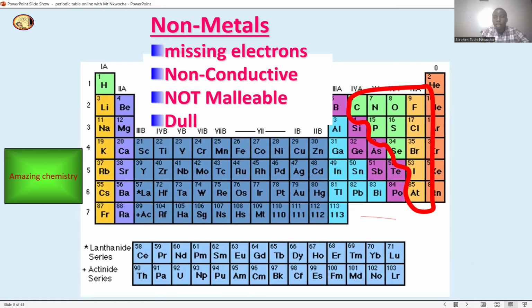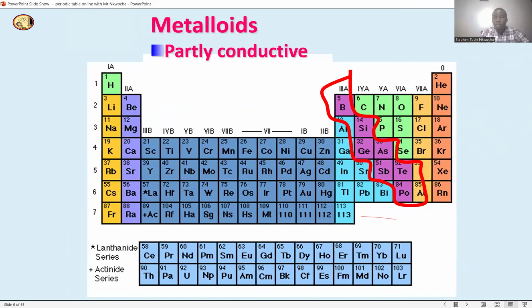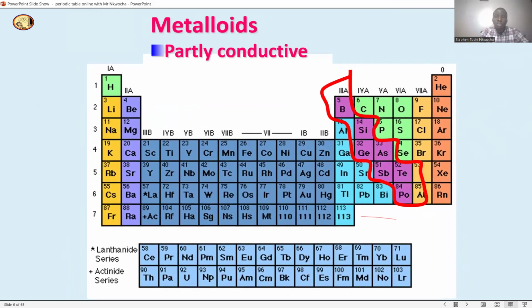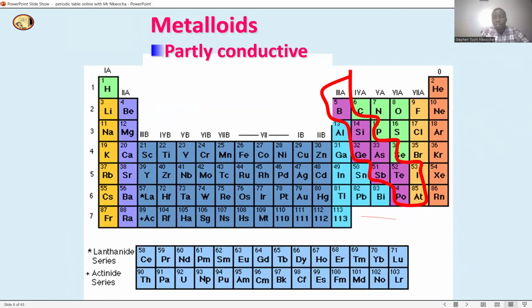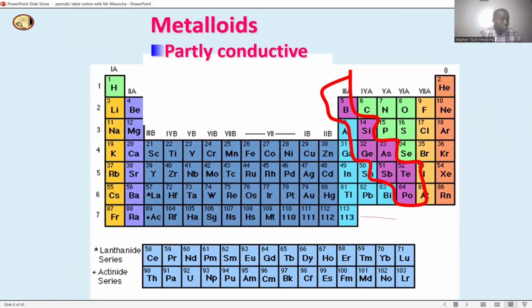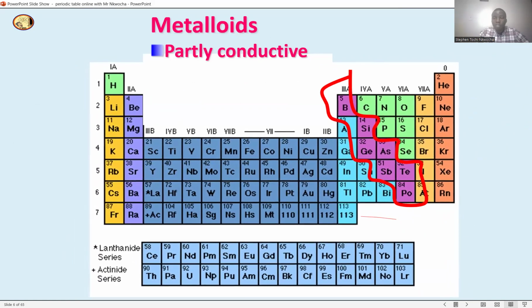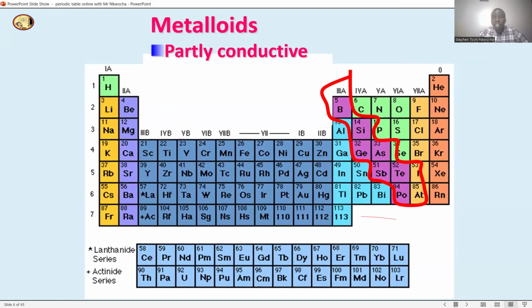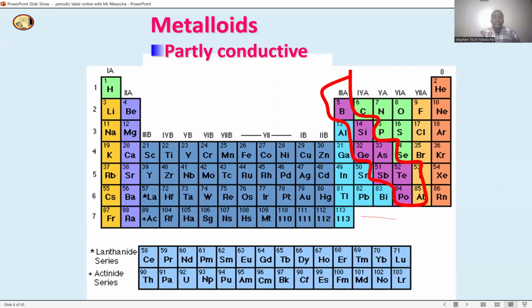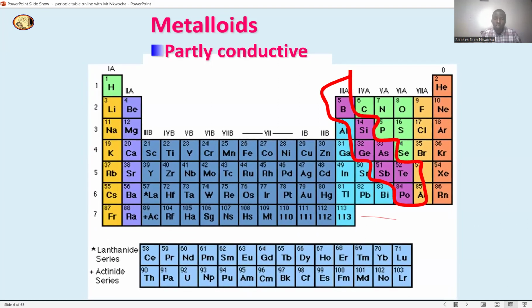And then you have our metalloids. They have semi-metallic properties, so they sometimes behave as metals and sometimes as non-metals. Those groups are majorly like the carbon family. Normally, carbon is a non-metal. You know that carbon is a non-metal.